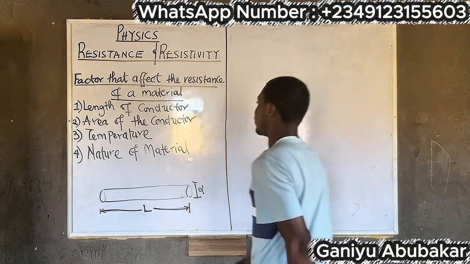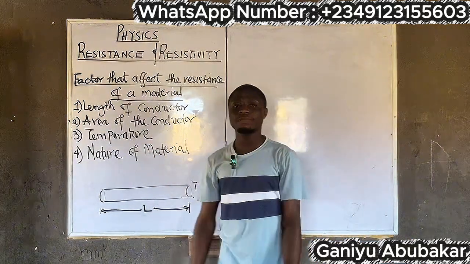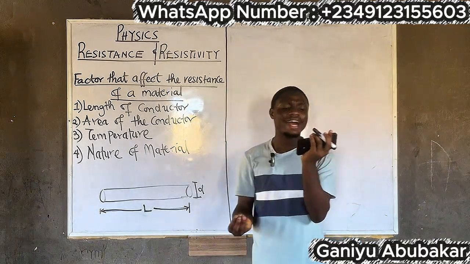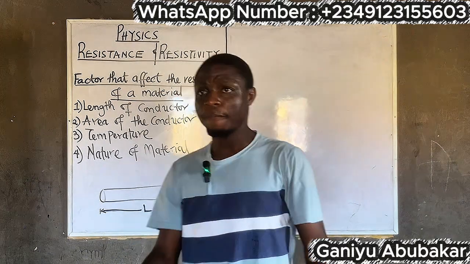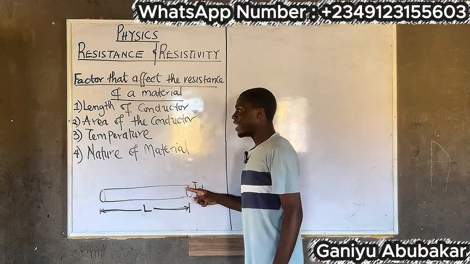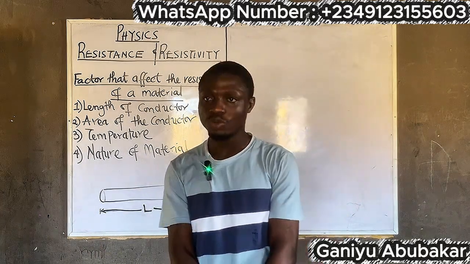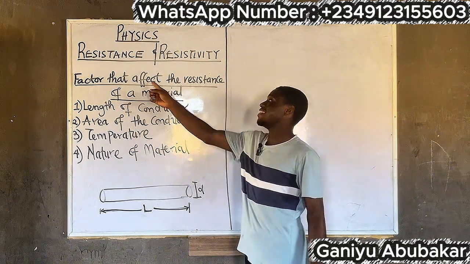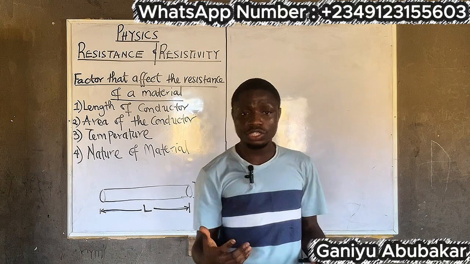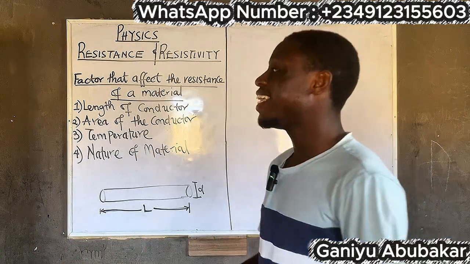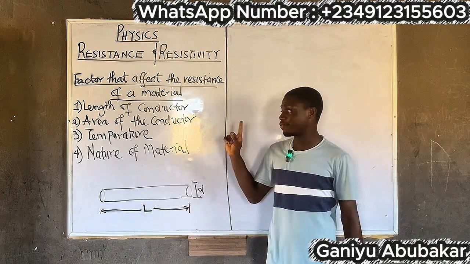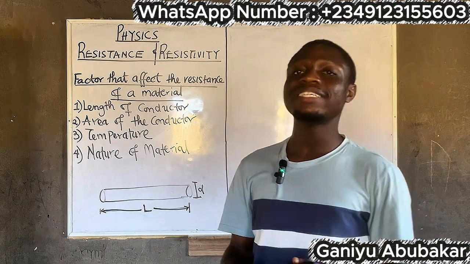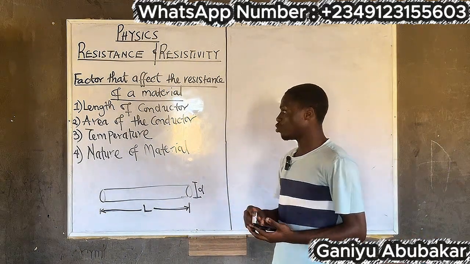Number two, area of the conductor. Let's explain this. Note please: the more the area, the lesser the resistance. Area of conductor affects resistance because the more area we have, the lesser resistance we have. That is number two: the more the area, the lesser the resistance.